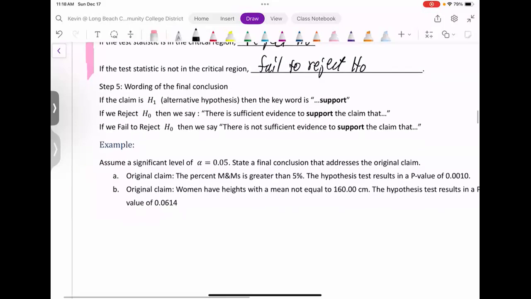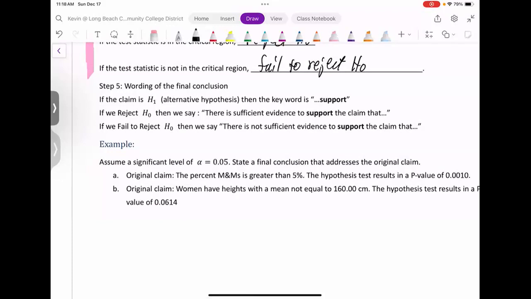All right, now we're going to word our conclusion. We're going to assume that the claim is the alternative hypothesis. If we reject the null hypothesis, then there is sufficient evidence to support the claim that, and then whatever the alternative hypothesis is. If we fail to reject the null hypothesis, then we say there is not sufficient evidence to support the claim, and then whatever the alternative hypothesis is. Let's practice.